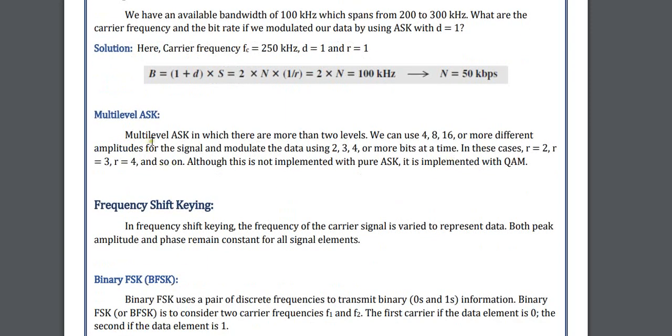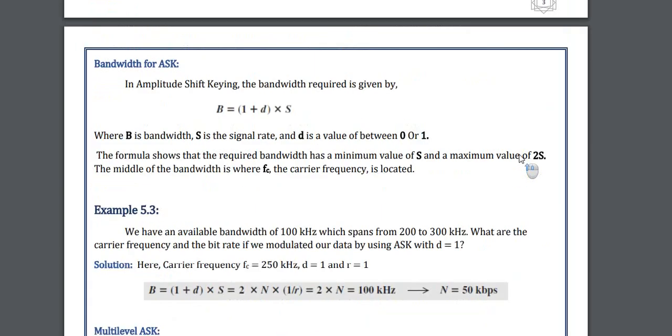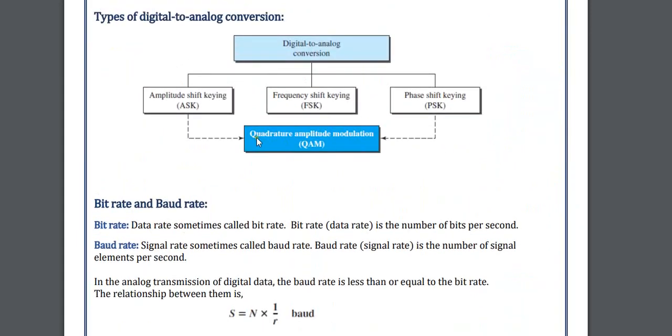Now the multi-level ASK, where there are more than 2 levels. We can use this for 4, 8, 16 and more different amplitudes. Here in this case R equals 2, 3 or 4 and so on. Alternatives are not important with pure ASK, and it is implemented with QAM, which we mentioned first in this section.